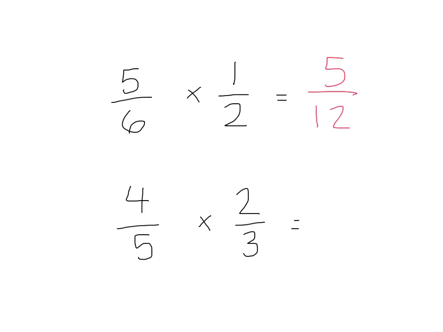Pretty simple. Let's try this problem down below. So this time I'm going to be doing the same thing. I'm going to be multiplying 4 times 2. 4 times 2 equals 8. And then I'm going to multiply the denominators, 5 times 3, which equals 15. Therefore, 4/5 times 2/3 equals 8/15.